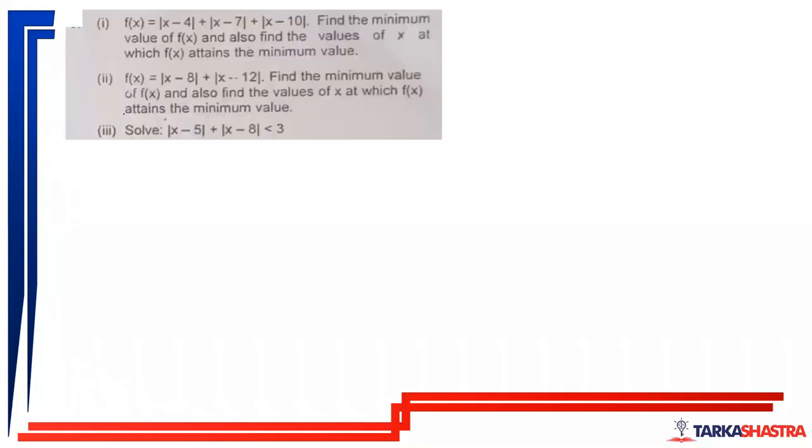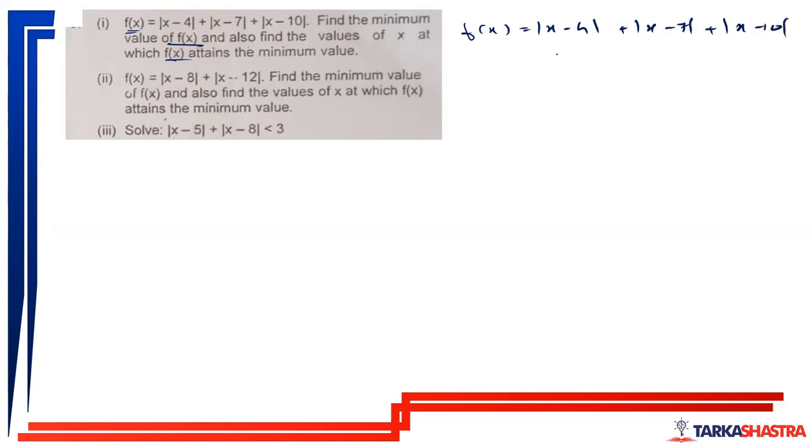So to find the maximum and minimum value of these functions. Find the minimum value of f of x, and also find the value of x at which f of x attains the minimum value. Now f of x is mod x minus 4 plus mod x minus 7 plus mod x minus 10.